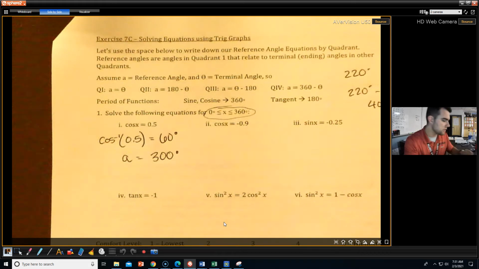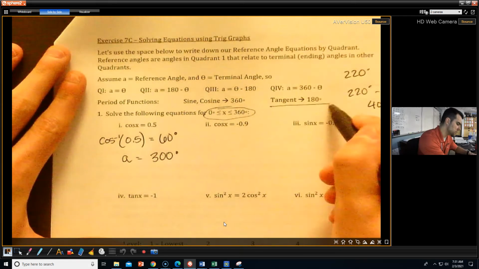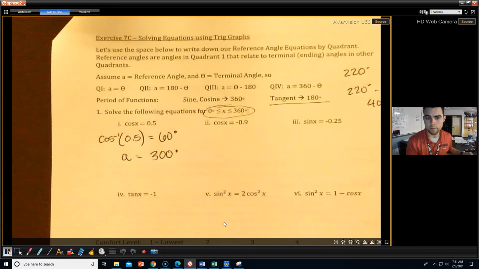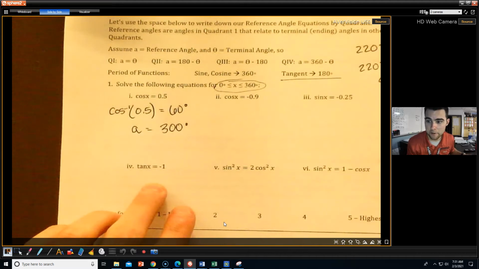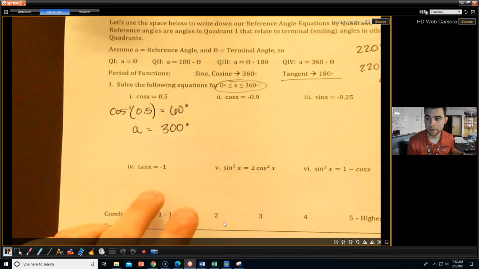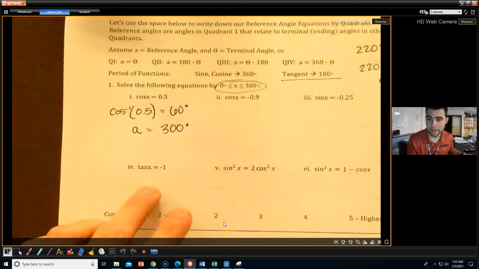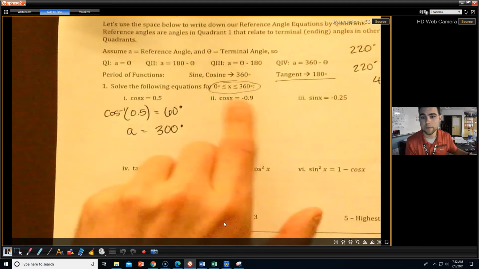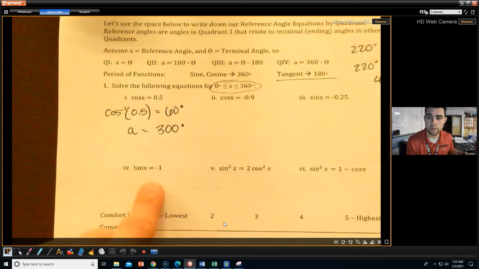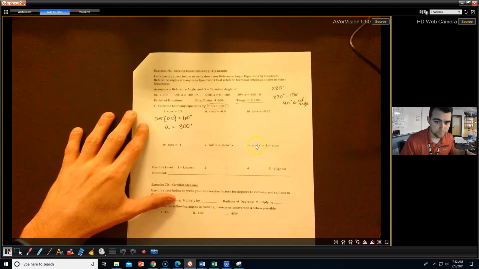Really, the period is super useful for tangent. For tangent, you can just add 180 degrees or subtract 180 degrees, depending. And as long as you end up between this domain, you should be pretty good on that.